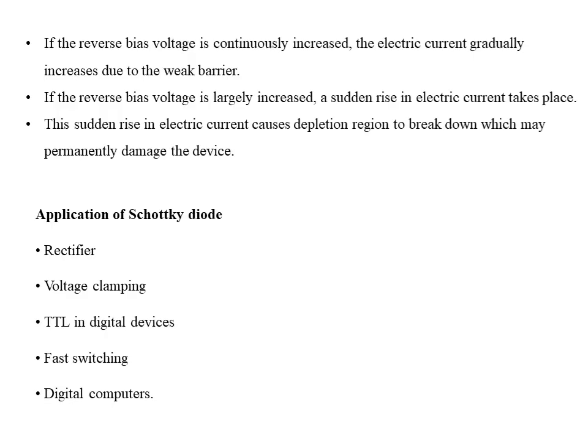If the reverse bias voltage is continuously increased, the electric current gradually increases due to the weak barrier. If the reverse bias voltage is increased largely, a sudden rise in electric current takes place. This sudden rise in electric current causes the depletion region to break down, which may permanently damage the device.